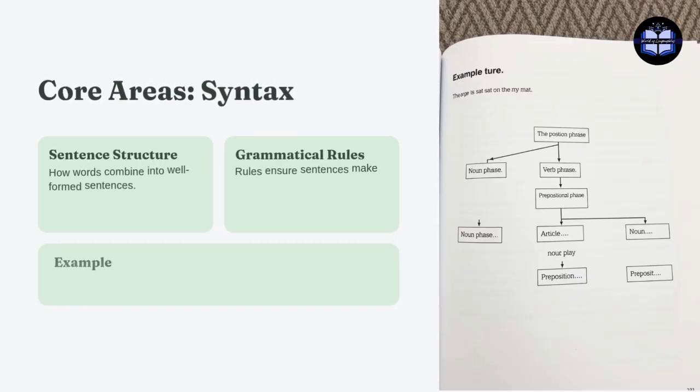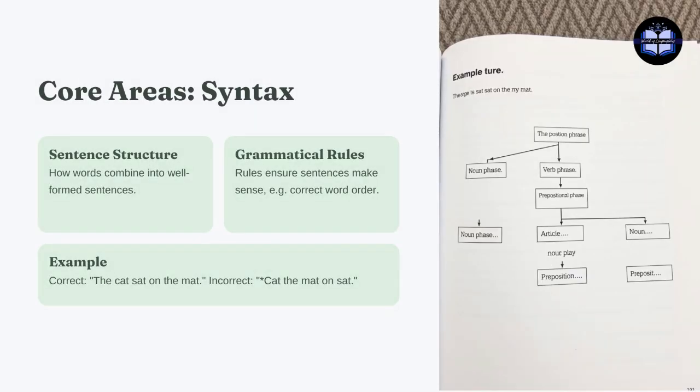Now let's talk about syntax, the rules for making sentences. Think of it as the grammar police that keeps our sentences in order. Syntax is why we don't say pizza loves I even if we feel strongly about pizza. It's like creating sentences which are meaningful and understandable.